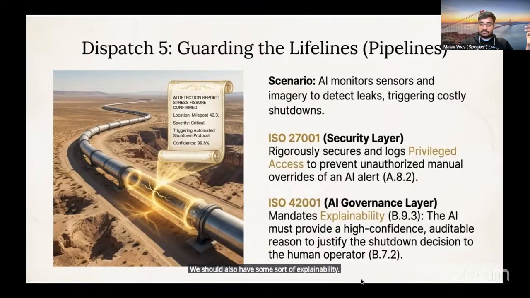There should be an auditable reason to justify the shutdown, right? Each shutdown costs millions of dollars. So AI should always provide a high-confidence, accurate, and reasonable explanation for why it's shutting down this pipeline. So that's a key point: explainability.